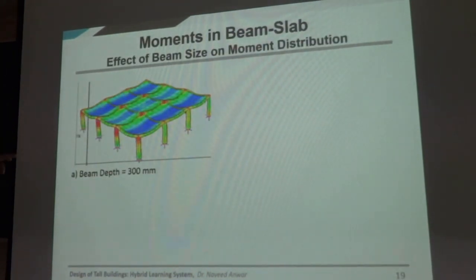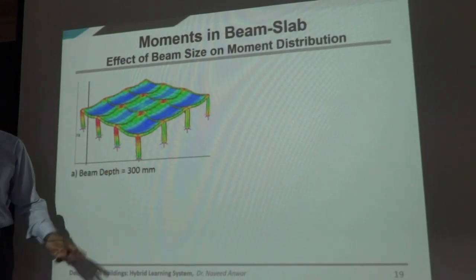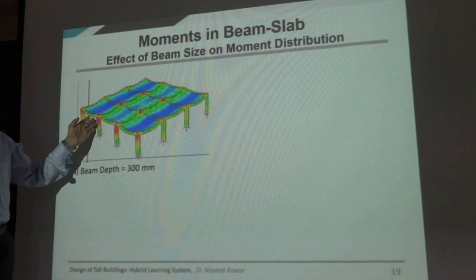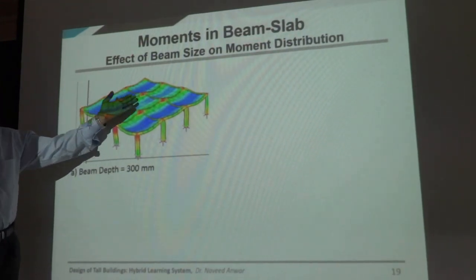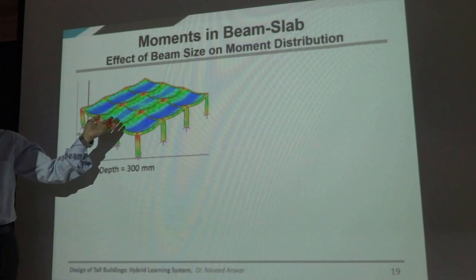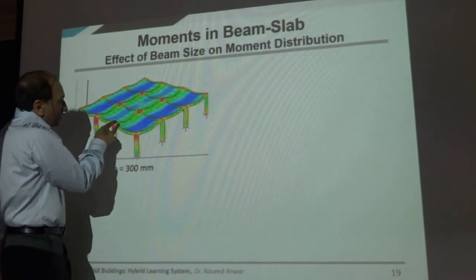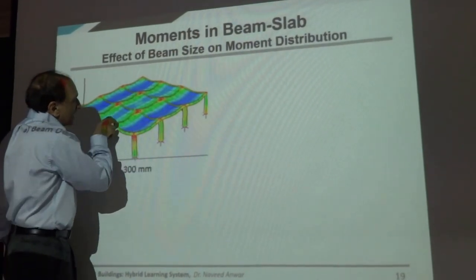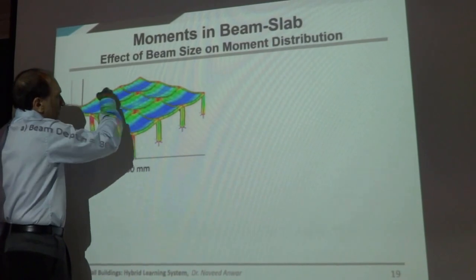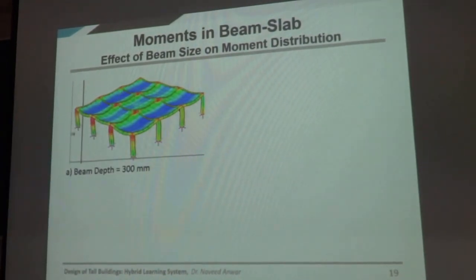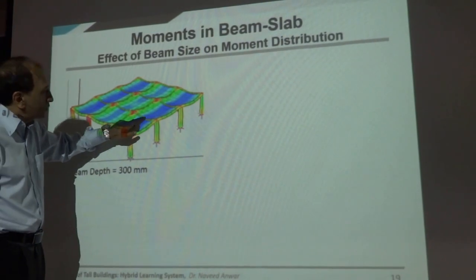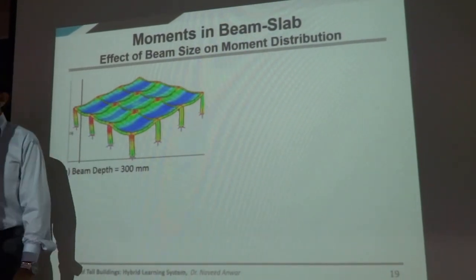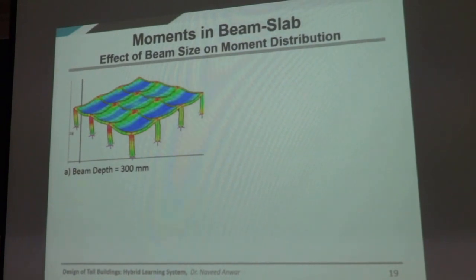This is what will happen if the beam is 300 millimeter. Slab is 200, beam is 300. So you can see the beam is bending with the slab as if it doesn't even exist. As you can see, it's just going like this. And you have negative moment on the support, and here you have positive moment. So this is bending as if this is one strip, one strip, one strip. Right? Beams are not doing anything. There is no negative moment here over the beam, no red color. So if the beam is 300 millimeter for a 5 meter span, it is not going to act like a support.